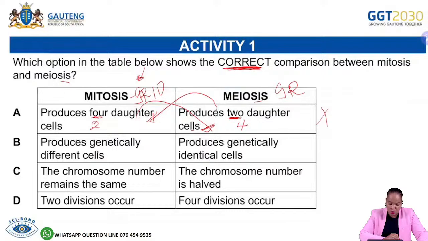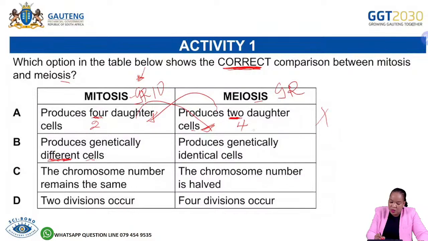Then you come to B. Produces genetically different cells. Mitosis, grade 10. Were we talking about genetically different cells? No. How were the daughter cells? They were the same, genetically the same. Then you say no. Because it says different, they were identical.